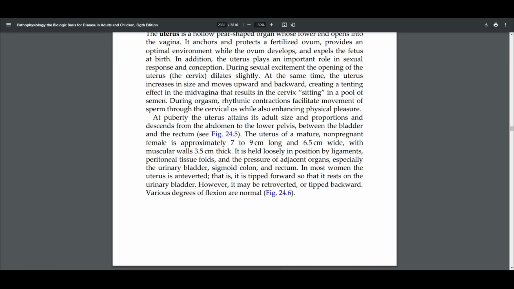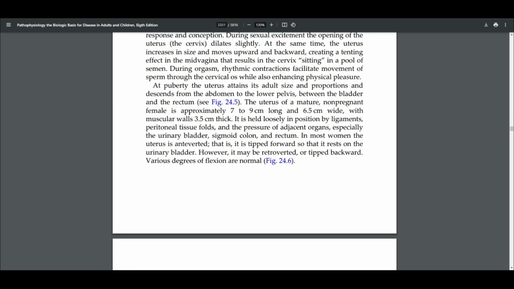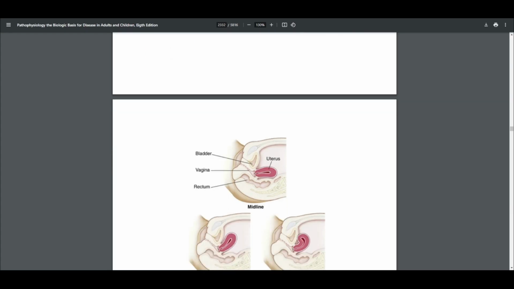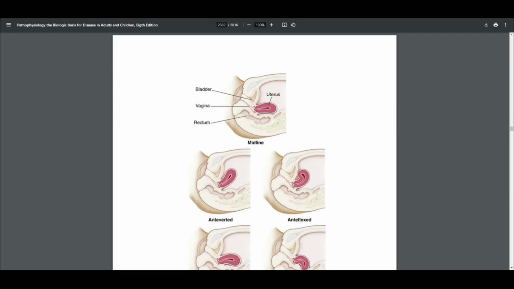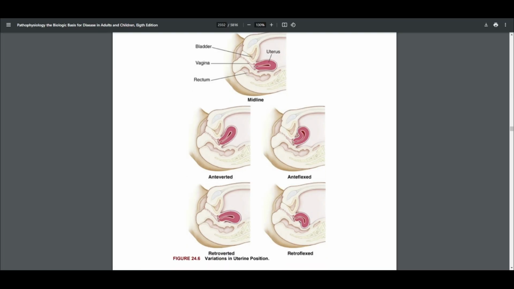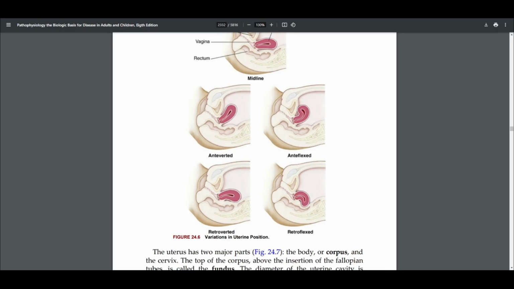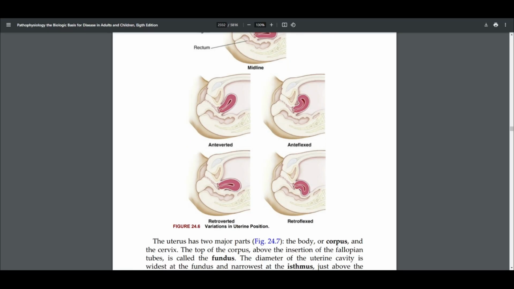In most women, the uterus is anteverted, that is, it is tipped forward so that it rests on the urinary bladder. However, it may be retroverted, or tipped backward. Various degrees of flexion are normal. So again, here is a good spot to hit pause if you're unfamiliar with your bladder, vagina, and rectum, and the uterus, whether it's midline, anteverted, anteflexed, retroflexed, or retroverted. The variations in uterine position.